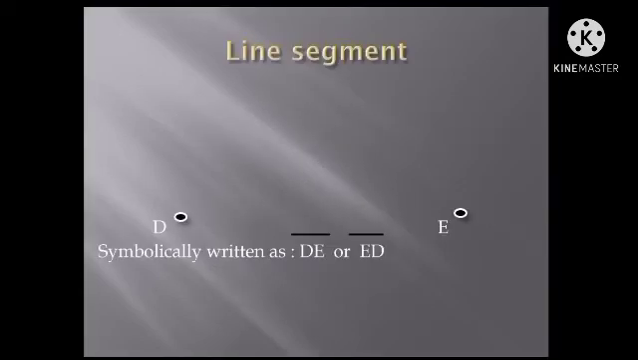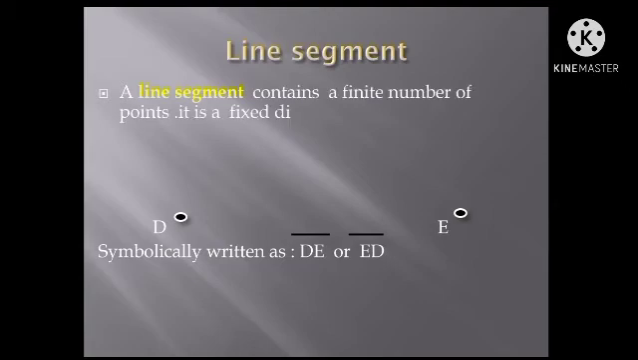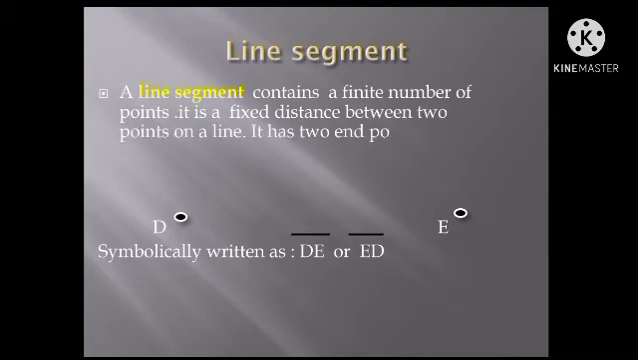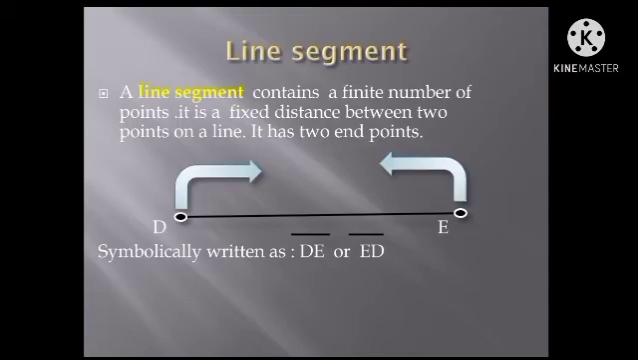Now let's see about line segment. A line segment contains a finite number of points. It is a fixed distance between 2 points on a line. It has 2 endpoints. See, a line segment has 2 endpoints. It can be written as line DE or line ED. These 2 points are considered as endpoints.